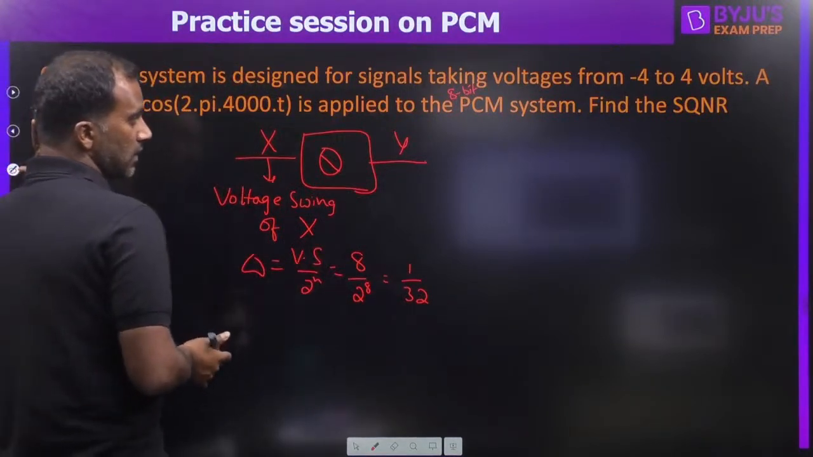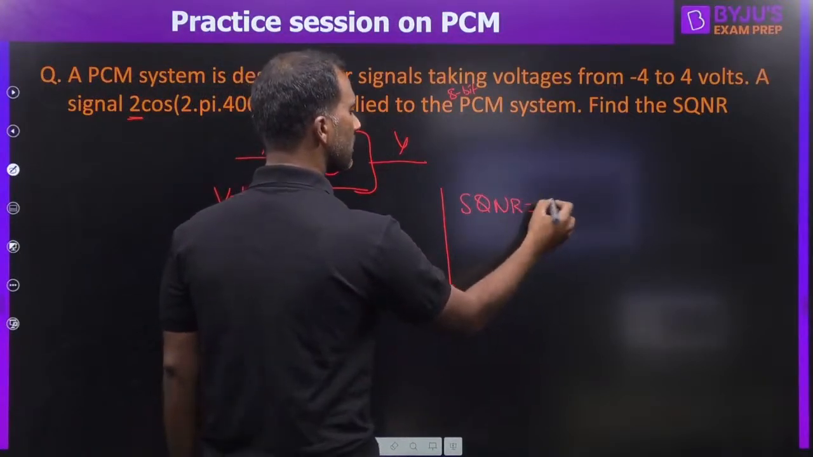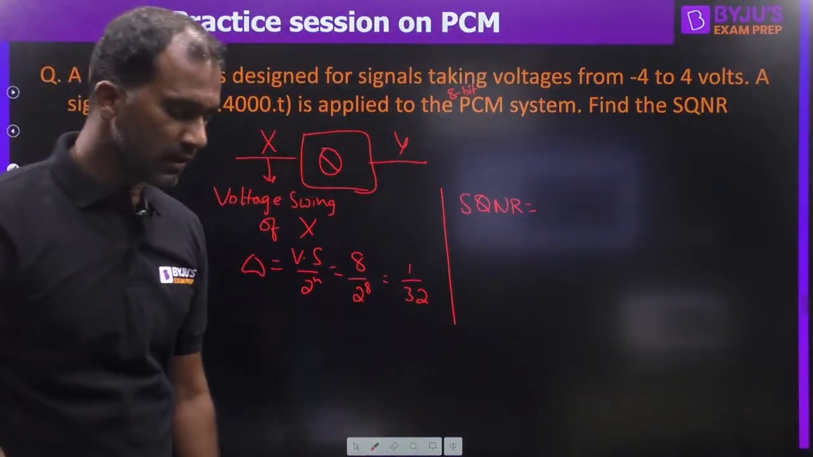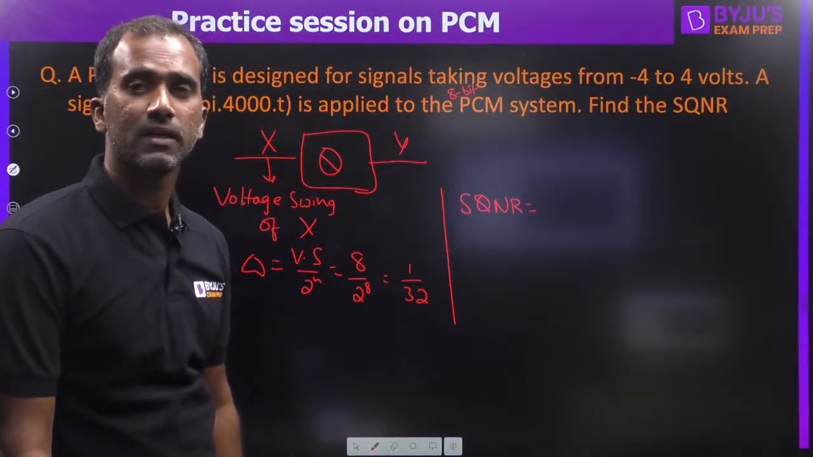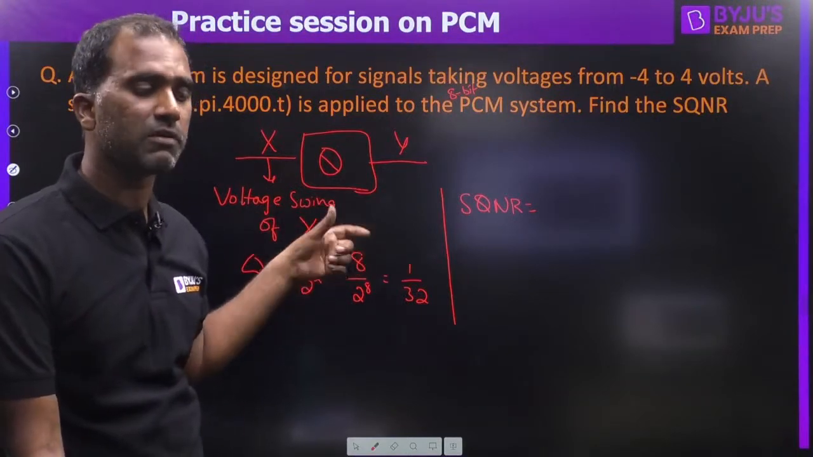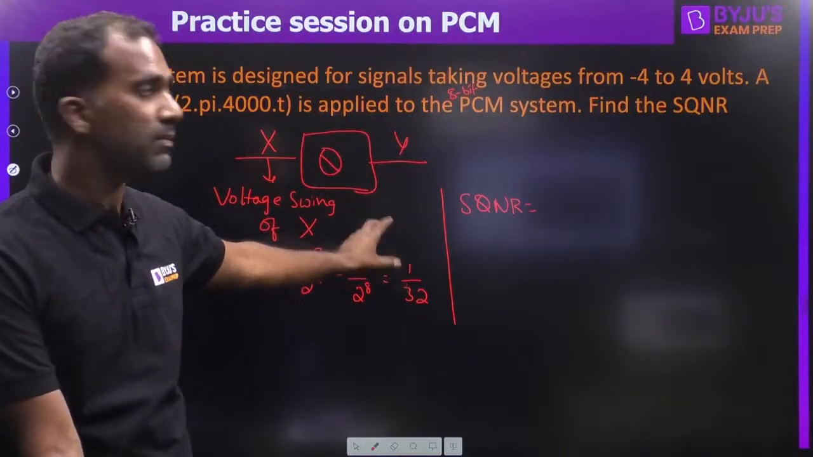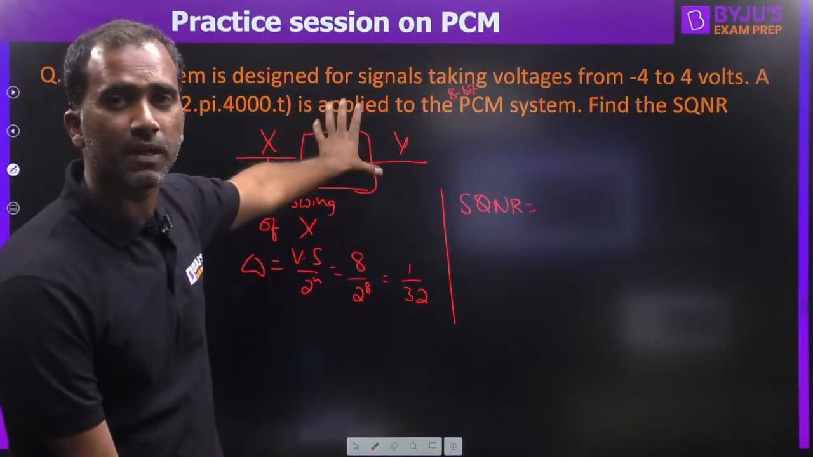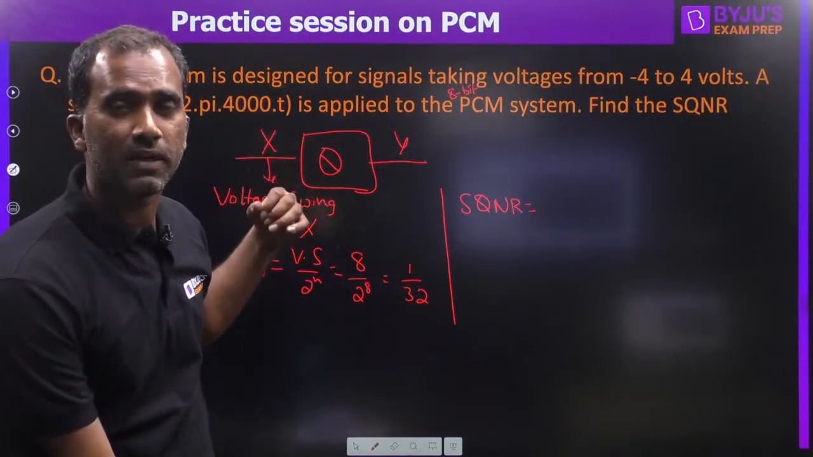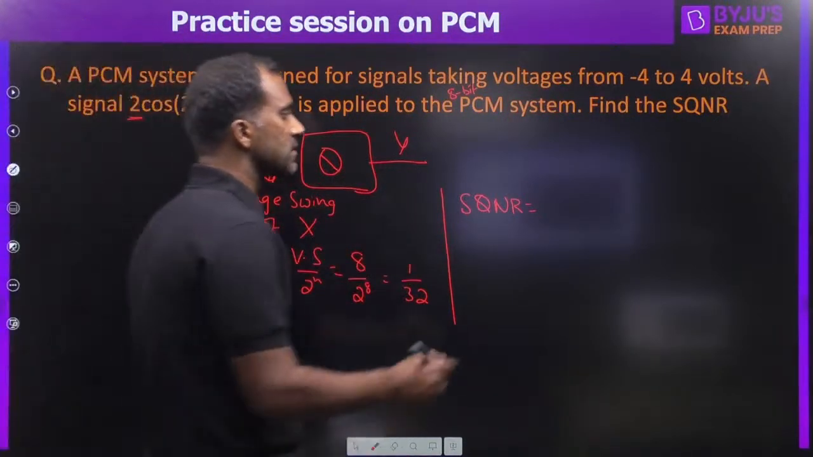Okay, so how about SQNR? When we found SQNR with the formula 6n plus 1.8, the signal swing and the swing with which the quantizer is designed were both the same. Only under that assumption we get 6n plus 1.8. Here the problem is slightly different from the regular questions. Whenever the question is slightly different from the basic questions that we have dealt with, you have to be careful. Go from the basics. So we have to find SQNR, go from the basics.